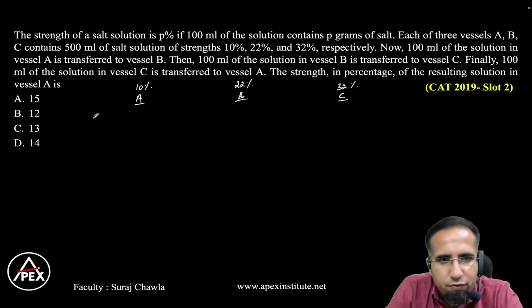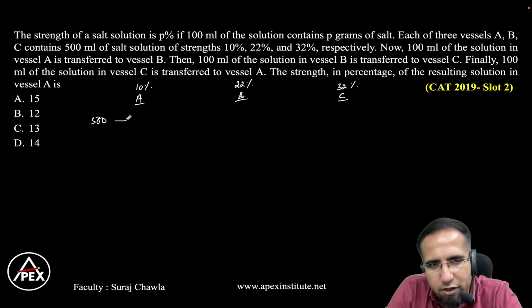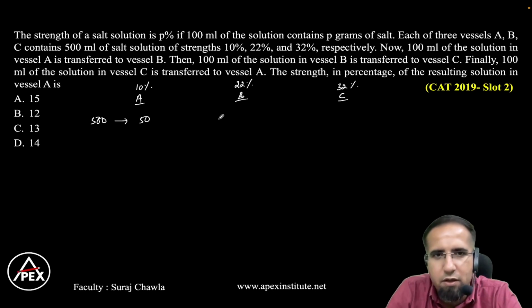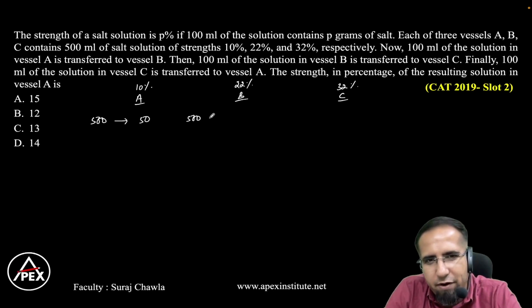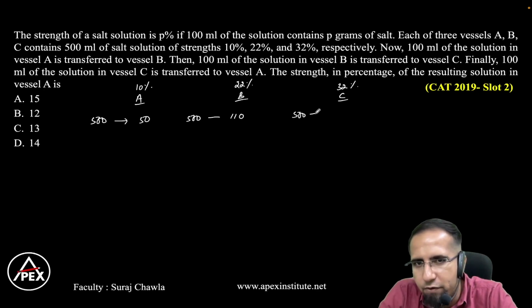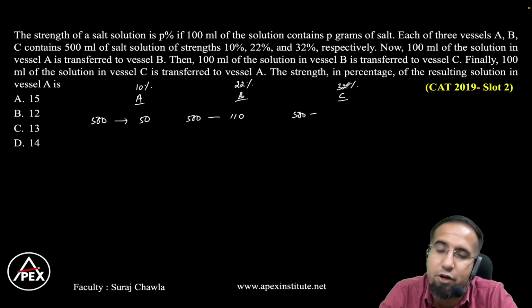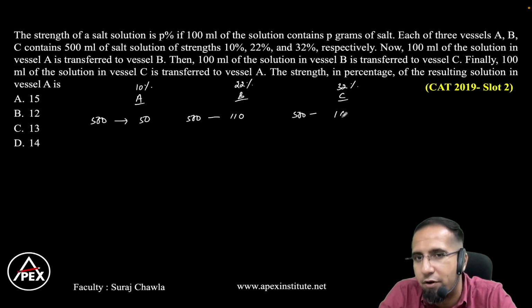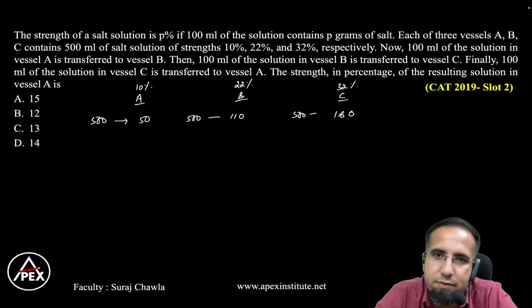So we have 500 ml. So the quantity of salt here becomes 50. Similarly, here you have 500 ml and the quantity of salt here becomes 110. That is 22% of 500. And here also we have 500 ml and the quantity of salt becomes 32% of 500, which is going to be 160 ml.